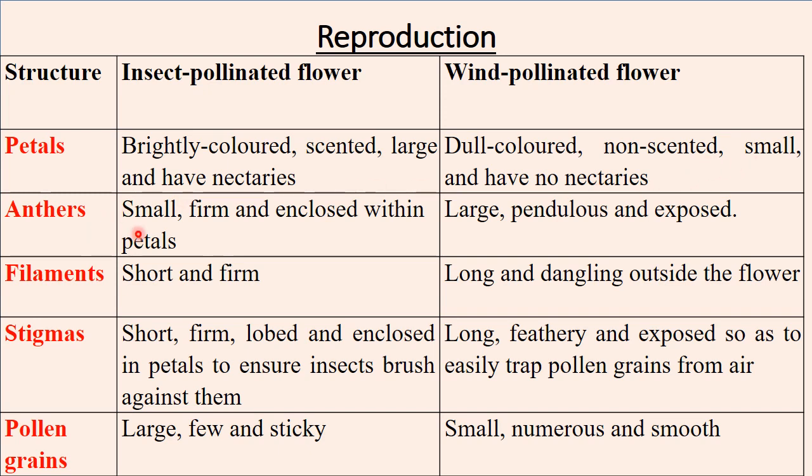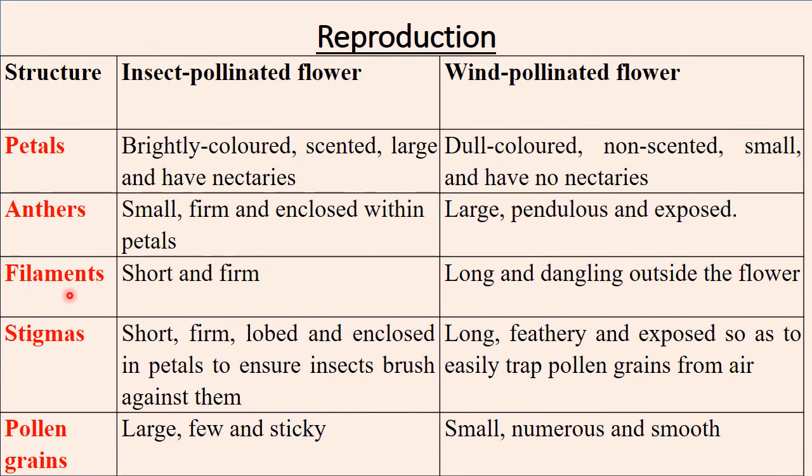Anthers also are small, firm, and enclosed within petals for insect pollinated flowers. For wind pollinated flowers, they are large, pendulous and exposed. Why? So that when wind blows, it should push or blow off these pollen grains that are on the anthers.